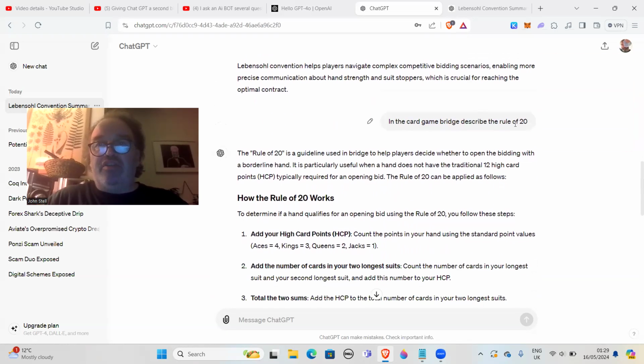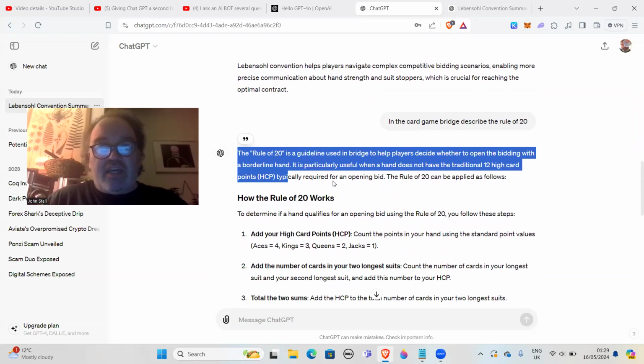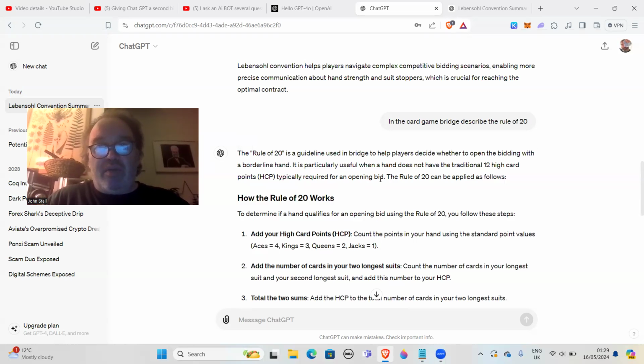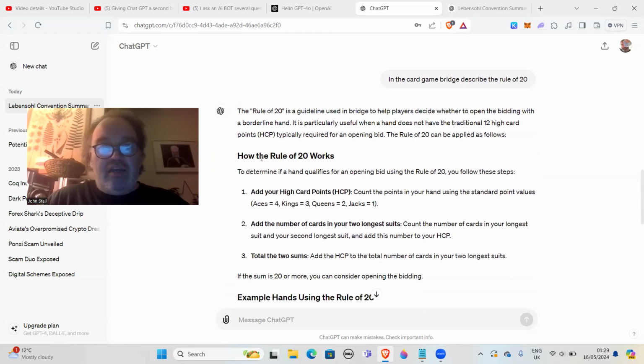In the card game bridge, describe the rule of 20. So the rule of 20 is a guideline used in bridge, good guideline, to help players decide whether to open the bidding with a borderline hand. Yep. It is particularly useful when a hand does not have the traditional 12 high card points, HCP, typically required for an opening bid. The rule of 20 can be applied as follows. So far, pretty perfect, actually. But this is a pretty easy question for ChatGPT. It should be nailed on.